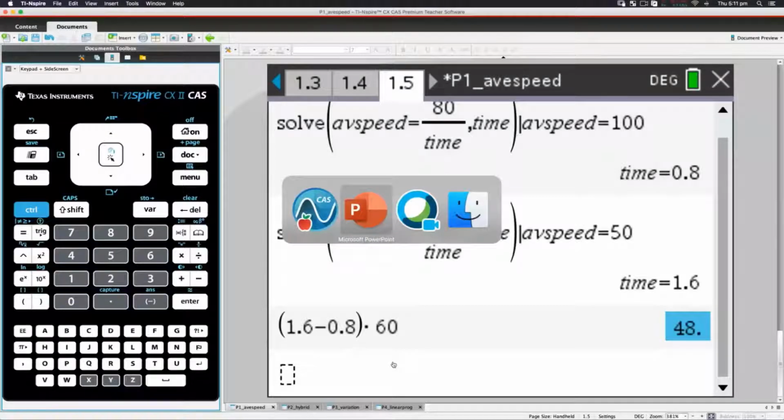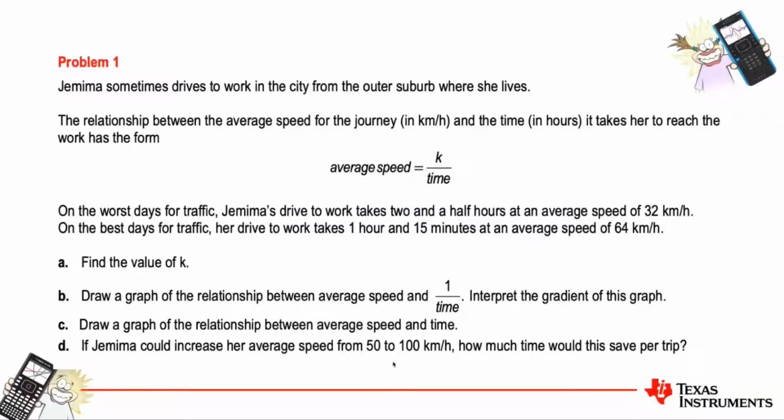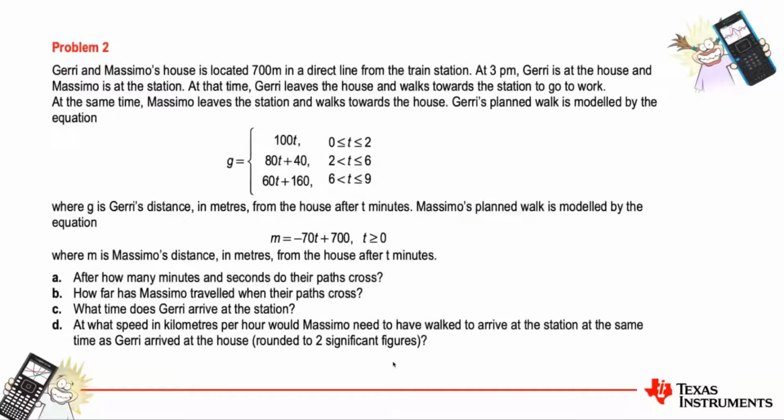So now let's look at problem 2. So problem 2 is a hybrid function, and it's about two people walking, Jerry and Massimo, and their house is 700 metres in a direct line. At a particular time, 3 p.m, Jerry's at the house and heads to the station from the house. And at the same time, Massimo is heading from the station back to the house.